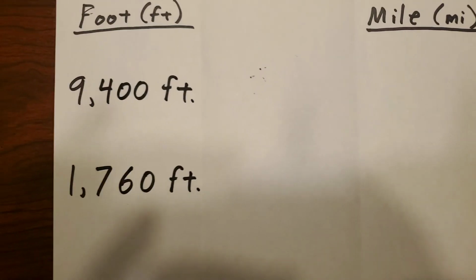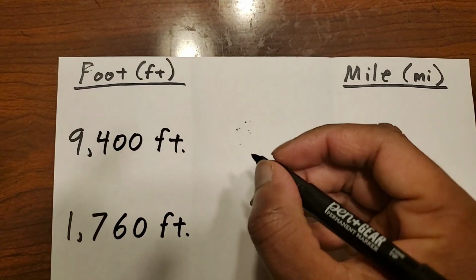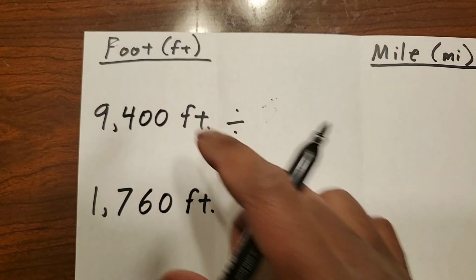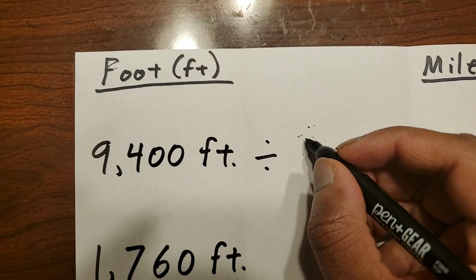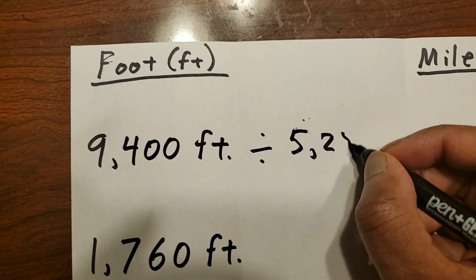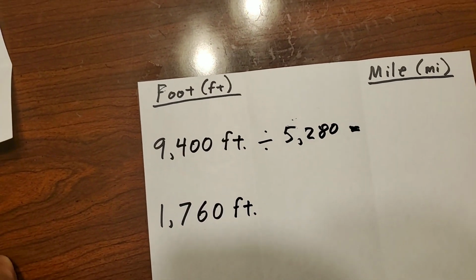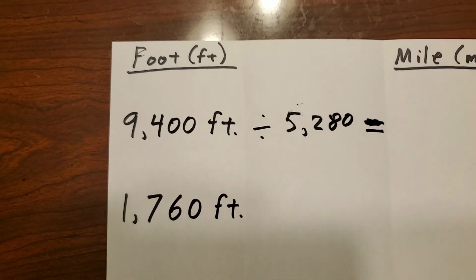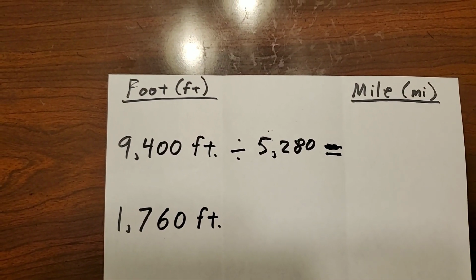9,400 feet. We were going to convert these into miles. 9,400 feet divided by what? How many feet does it take to make a mile? 5,280. So it's going to be 9,400 divided by 5,280. We got some big numbers here. So I'm going to let you go ahead and use your calculator, because this is a big number. There you go. 9,400 divided by 5,280. Give you a minute.